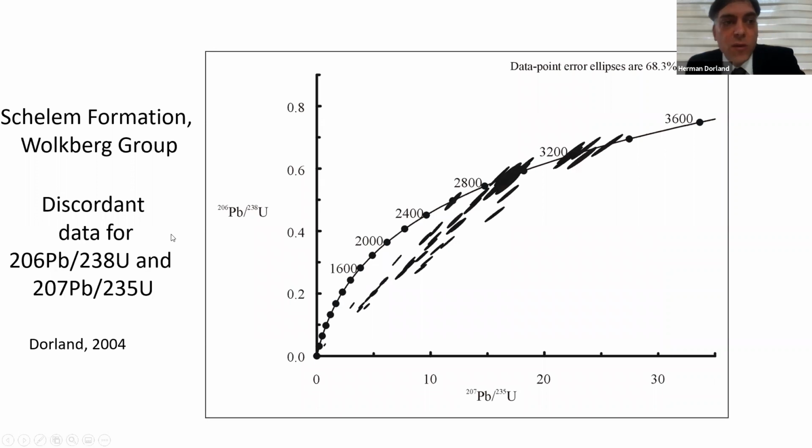This is from the Sealam formation of the Volkberg group. It's also from my thesis, the SRIM data. So we see a lot of discordant data with some concordant points in here, and this is discordant for the 206 lead 238 uranium, 207 lead 235 uranium. So in between these two mother-daughter ratios, there's a lot of discordancy or disagreement.